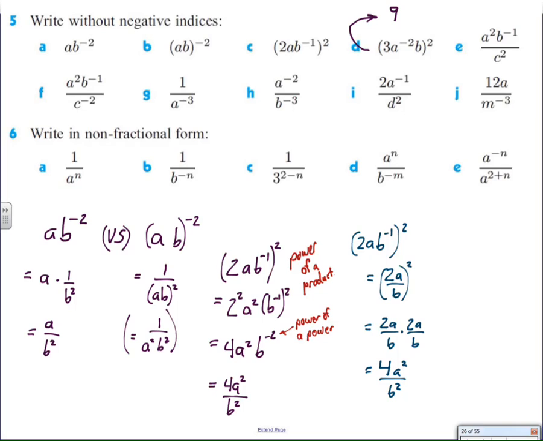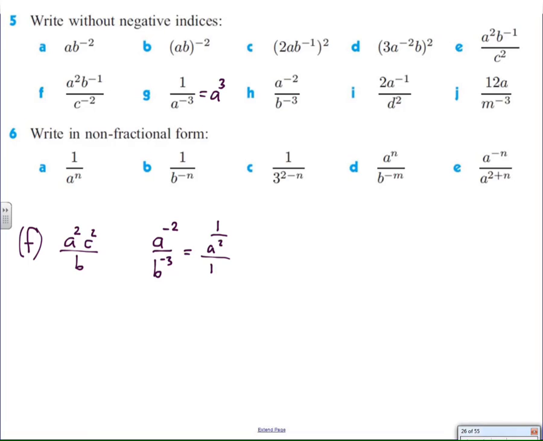I got D sorted out up top here. It's going to be 9b squared over a to the 4th. Letter E. You could start by taking this b to the negative 1 and making it 1 over b, but that makes a fraction in the numerator. So to get rid of the fraction in the numerator, I multiply top and bottom by b. A squared times 1 over b times b is just a squared, and then c squared b on the denominator.